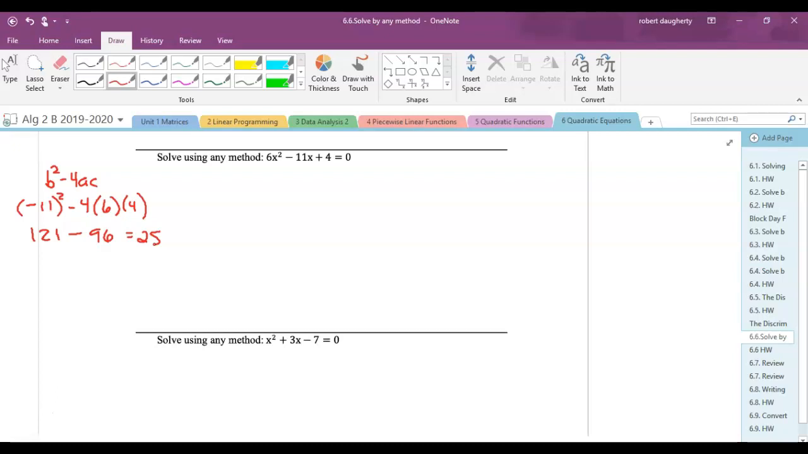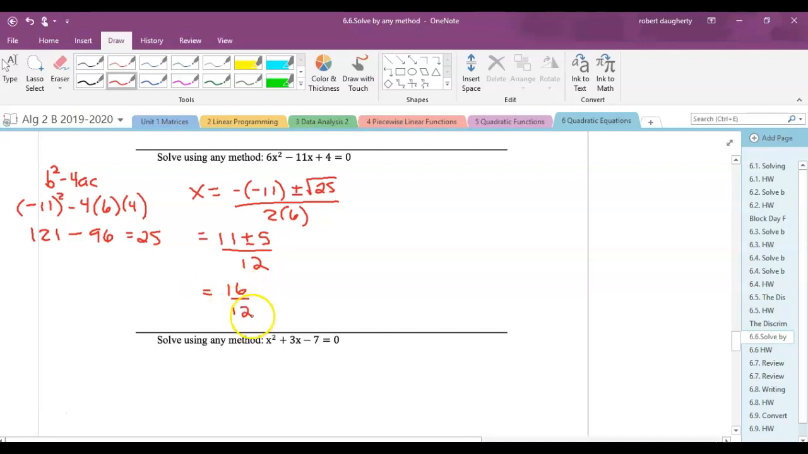I've already found b squared minus 4ac. I could just go ahead and use the quadratic formula, or I could factor it. What would you rather do? So let's try both ways. Let's go ahead with the quadratic formula. So it's going to be negative of negative b plus or minus the square root of 25 over 2a. That's 11 plus or minus 5 over 12. So 11 plus 5 is 16, so it's 16 over 12. 11 minus 5 is 6 over 12. So this is going to be 4/3 or 1/2. Okay.